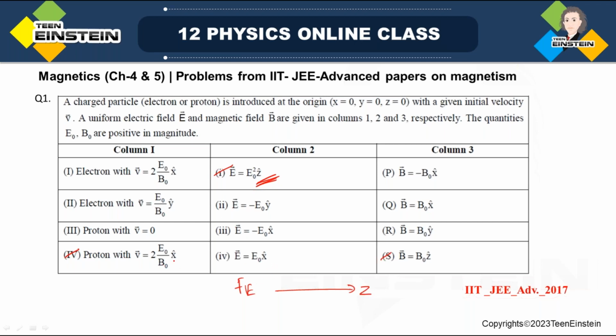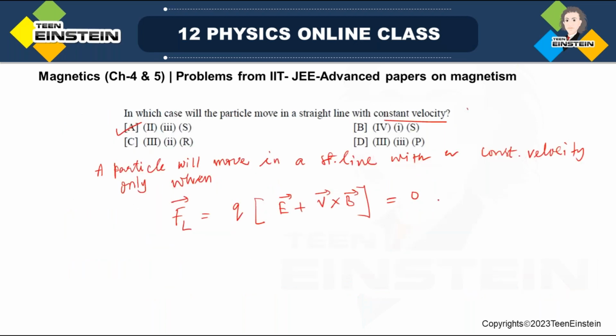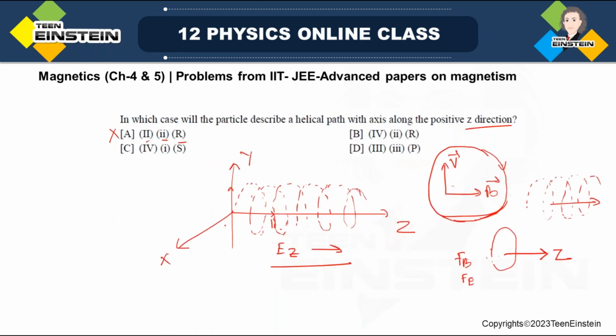Now see, V is along x direction, and the magnetic field is along z direction. So x cross z will give you minus y cap. Let me check here. See, minus y cap is down.